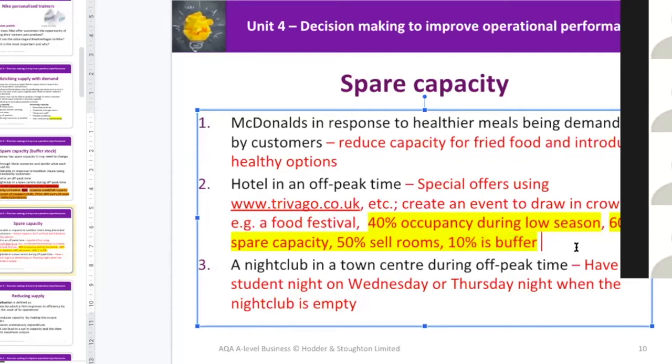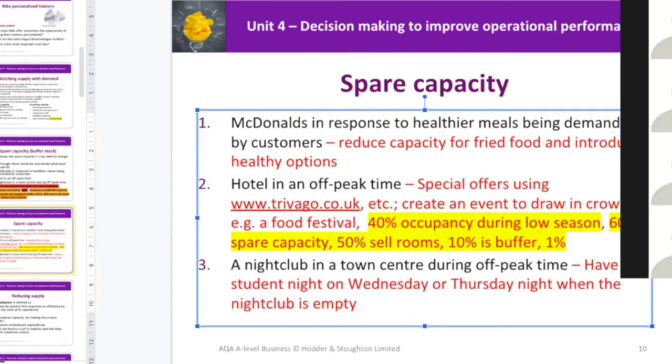But they also need a buffer in peak time. Normally in peak time it is 99%. We only leave 1% for buffer. Because they understand it's peak time. The customers, they know it's peak time, so they expect the rooms are all gone.